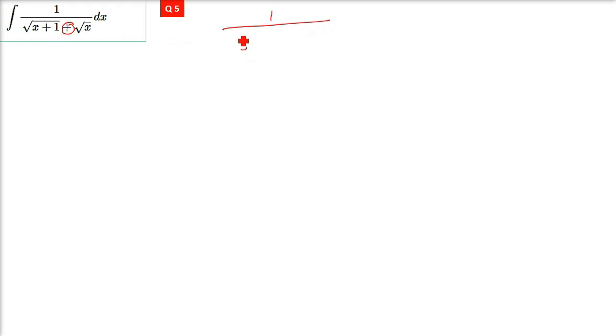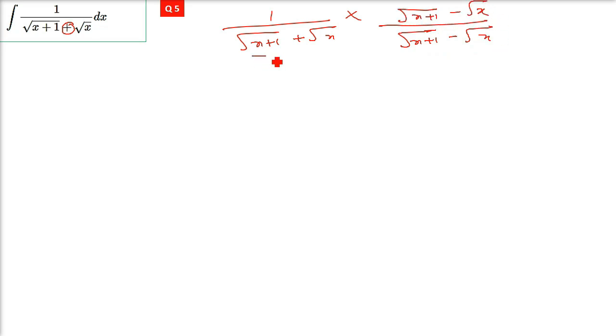1 by √(x+1) + √x it will be. And when we multiply, the rationalization factor is simply the negative in between. That is √(x+1) − √x. And this same in the numerator and denominator. And since it has formed a formula of (a + b) and (a − b), let us write the numerator first: √(x+1) − √x.